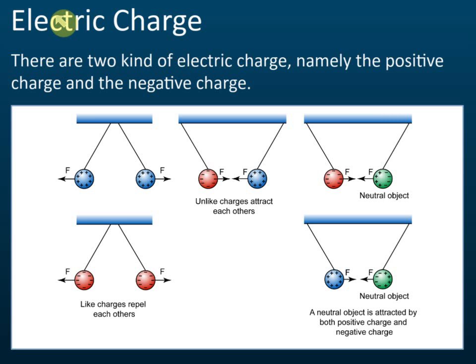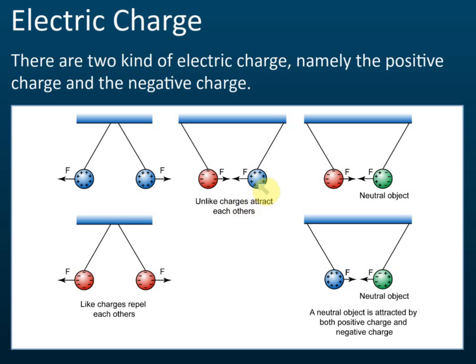If two particles carry the same charge, or like charge, like charge means same charge, they will repel, be it positive or negative. If the charge is the same, they will repel. Unlike charges means different charges, positive and negative. They will attract.